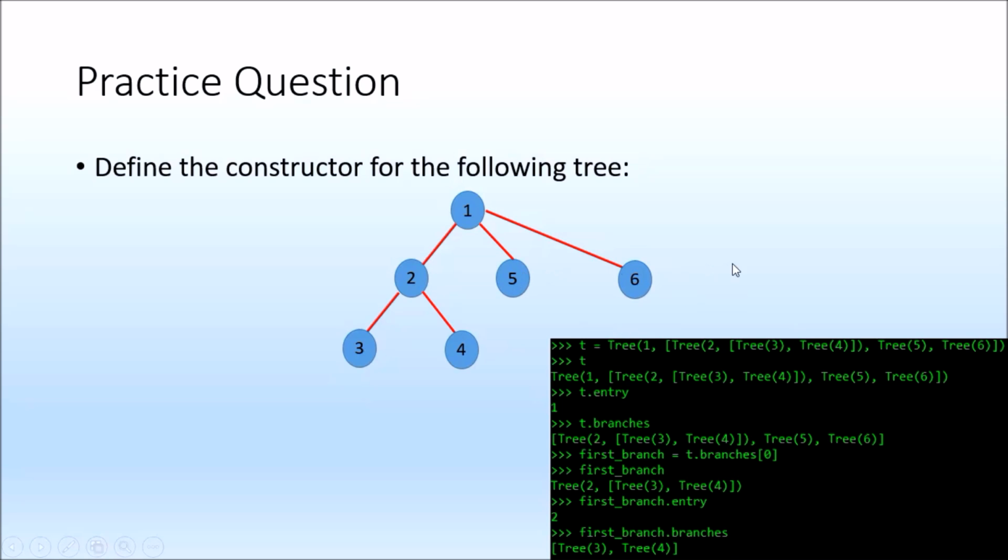And we can do the same for the second branch and third branch, but I'm fairly confident that this is right. So whenever you want to test whether you have the right constructor, this is a good way to do it.